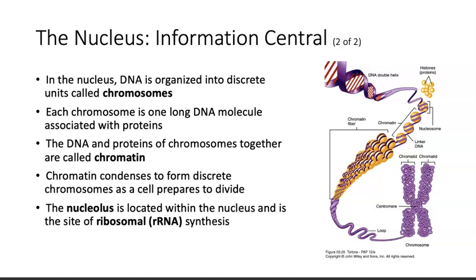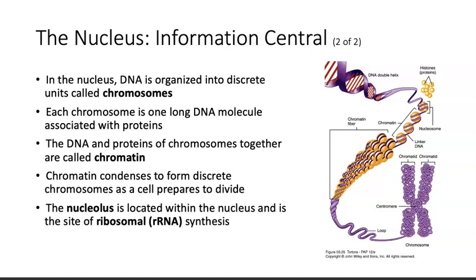But most of the time, it's like a long string of DNA winding around these proteins called histones. And again, we'll learn more about that later. So each chromosome is one long DNA molecule wrapped around proteins. When the DNA and the proteins all come together, we call that structure chromatin. Again, there's a lot of chroma words when it comes to the nucleus.